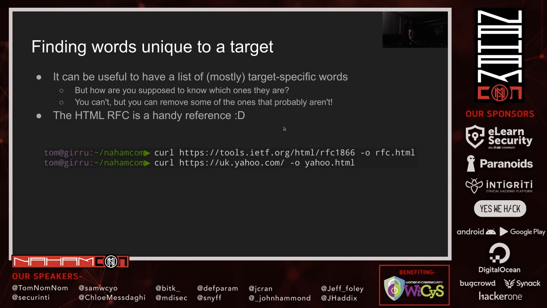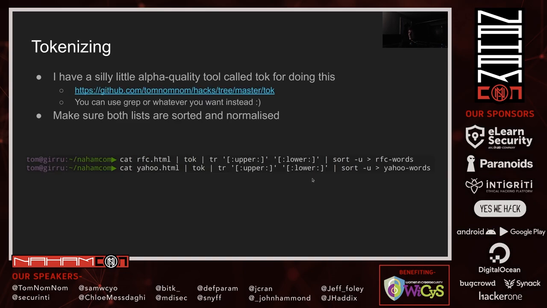So here, as an example, I'm using the HTML RFC because I know it's going to include all of the tag names that are in use and a lot of other technical jargon that might show up in source code that in this case I don't really care about. So here I've used curl to fetch two files, HTML RFC 1866, and I've stored that in rfc.html, and then the Yahoo UK homepage, which I'm storing in yahoo.html. So the next thing we need to do is what's called tokenization, or at least that's what I'm calling it.